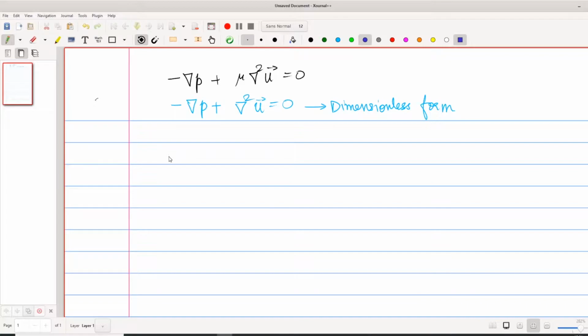So let us look at certain characteristics of such equation. First of all, this equation is linear in pressure and velocity. There is no nonlinearity. The nonlinearity in the Navier-Stokes equation comes from the advection term, and this advection term being 0 in creeping flow renders the equation linear.